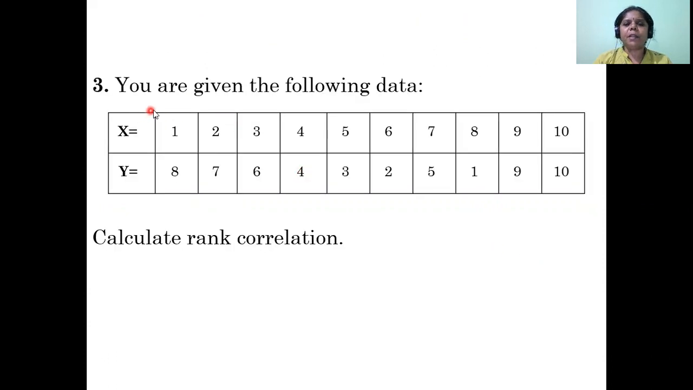This is the second method of problem. See, the ranks are given here. You are given the following data: x variable and y variable. For the x variable, the ranks are given from 1 to 10, and for the y variable, the ranks are 8, 7, 6, 4, 3, 2, 5, 1, 9, and 10. This is the second method of rank correlation problem, when ranks are given in the problem itself.